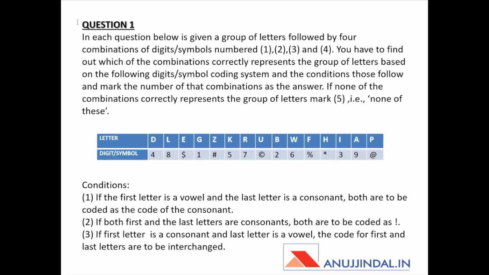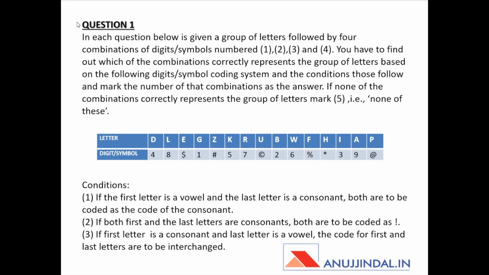Now the question here says, in each of the questions below is given a group of letters followed by four combinations of digits or symbols numbered 1, 2, 3 and 4. You have to find out which of the following combinations correctly represent the group of letters based on the following digits or symbols coding system and the conditions those follow and mark the number of the combinations as the answer. If none of the combination correctly represents the group of letters, mark 5, that is none of these.